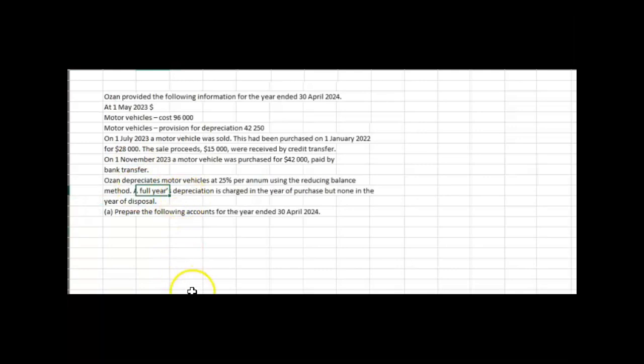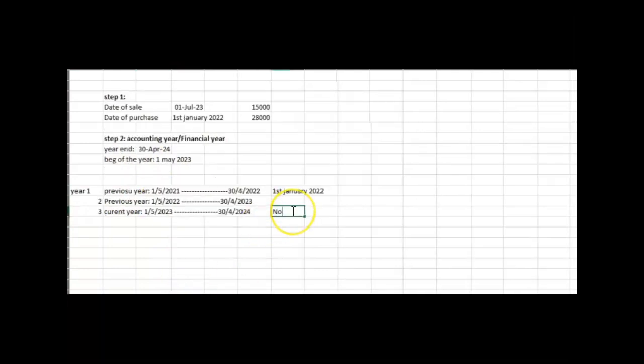However, the assumption of no depreciation in the year of sale eliminates the need to calculate depreciation for the current year, which is year 3. Therefore, we have to calculate depreciation for 2 years only.